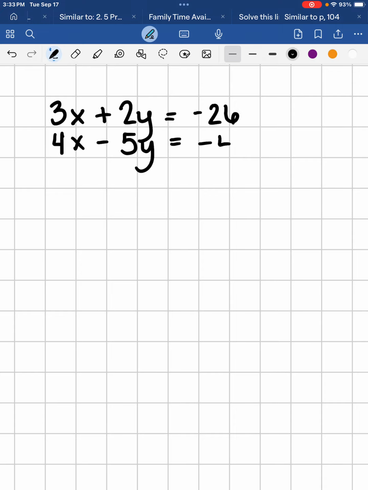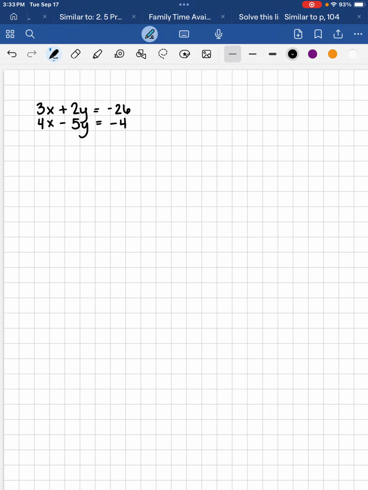Hi there, this is an example of solving a system of linear equations with two equations and two unknowns. So here's the problem that I'm going to do. I have 3x plus 2y equals negative 26, and I have 4x minus 5y equals negative 4.